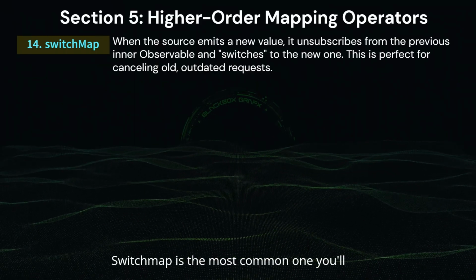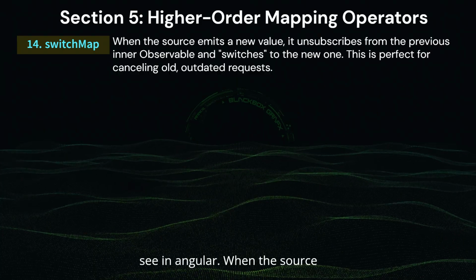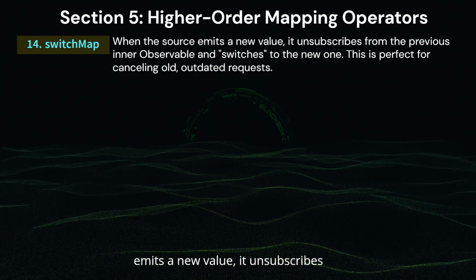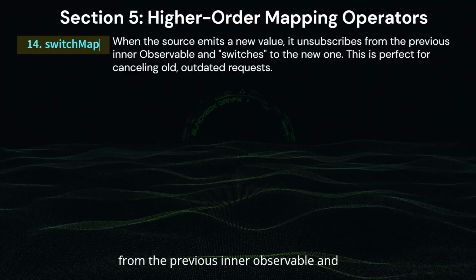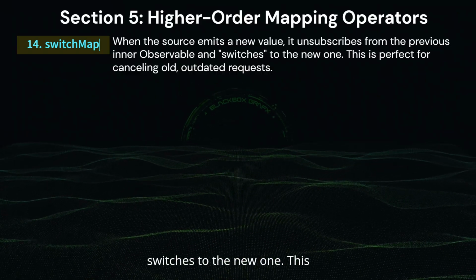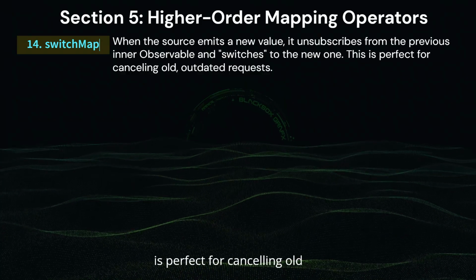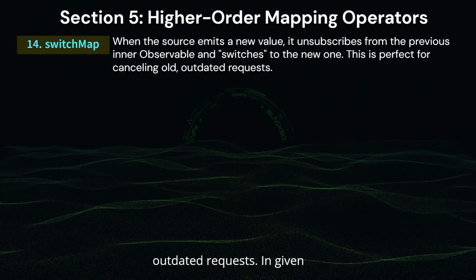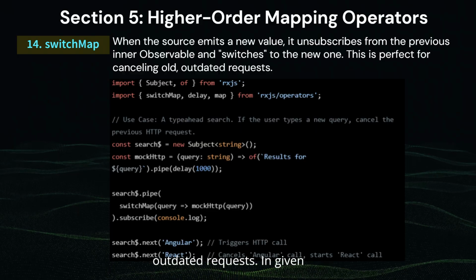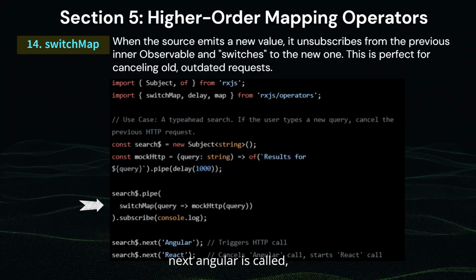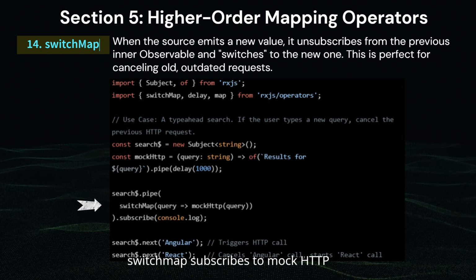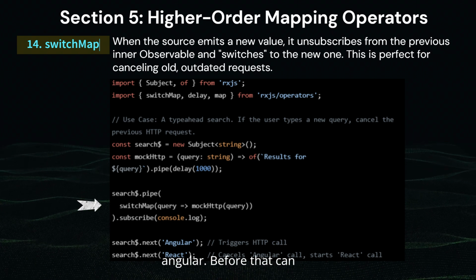switchMap is the most common one you'll see in Angular. When the source emits a new value, it unsubscribes from the previous inner observable and switches to the new one. This is perfect for cancelling old, outdated requests. In the given example, when search$.next('Angular') is called, switchMap subscribes to mock HTTP Angular.